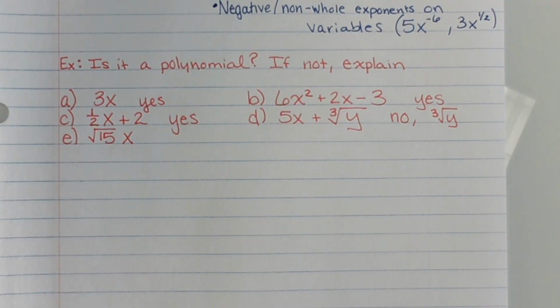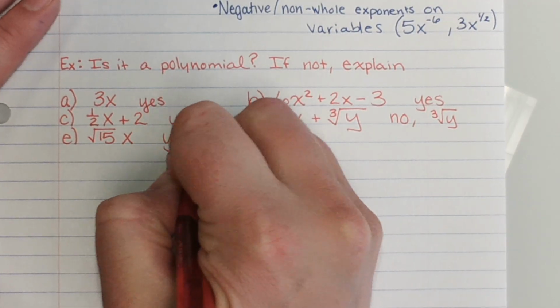Nate's instincts were, I see a radical. Yes, raises red flags, but what's the radical on? 15. 15, a regular number. Square root of 15 is just a number. A number in front of x is a number getting multiplied by x. That's perfectly okay.